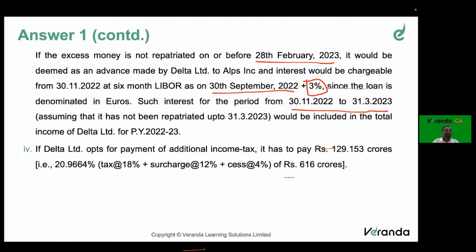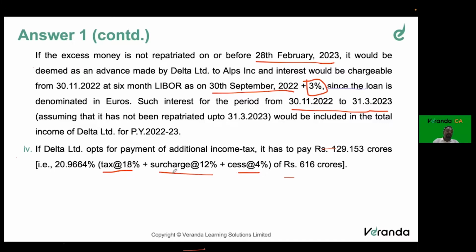Rather than accounting for all these interest and other things, there is a straightforward way provided under section 92CE. 92CE says, if you're not able to recover it, if you're not able to get back the money from your group entity, the deemed associated enterprises or the associated enterprises, you pay the tax on that amount. Had you received the 616 crores, you would pay the tax due to the government. The rate is provided. The rate specified under section 92CE for this adjustment is tax at 18%, surcharge at a flat 12%, and cess at 4%.